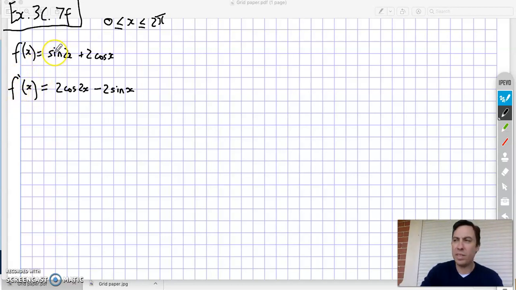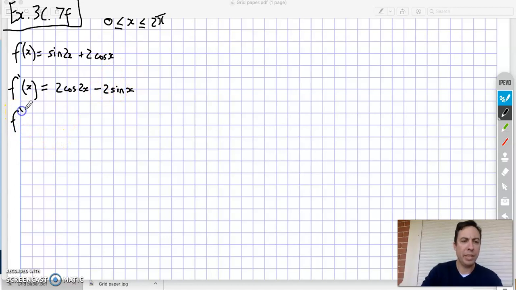So derivative of sine equals cos. Remember, we've got like a little chain rule thing going on here. We've got an outside function, the sine, that goes to cos, and then the inside function, 2x, the derivative of that is 2. So don't forget that 2. Here, the derivative of cos is minus sine. Okay, that one's maybe a little bit easier.